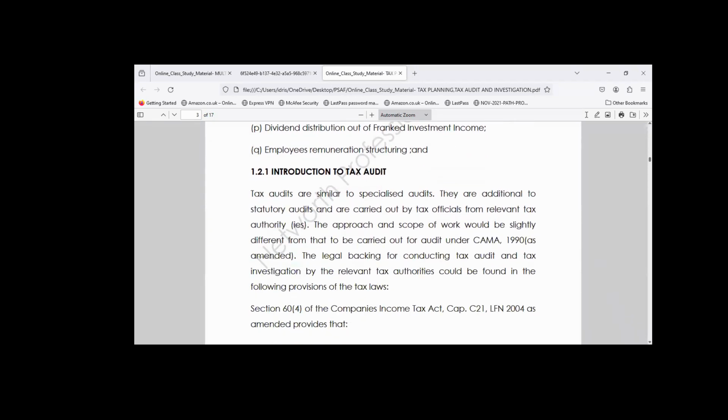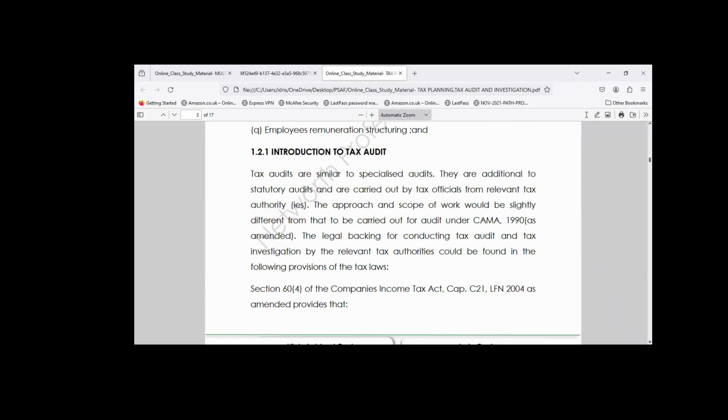Aside that, let's now move to introduction to tax audit. We call the topic tax planning, tax audit, and investigation. We have done with tax planning. Let's move to tax audit. What is the meaning of tax audit? Why do we do tax audit?